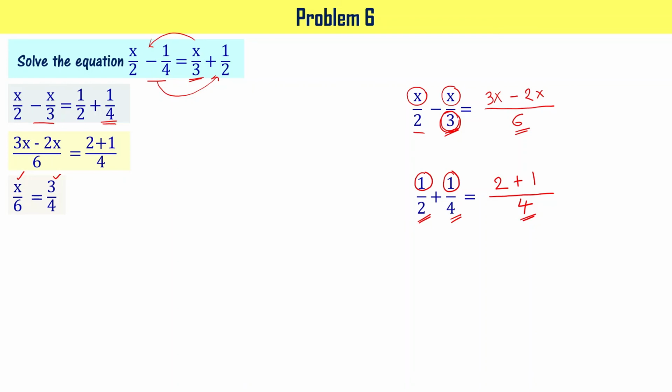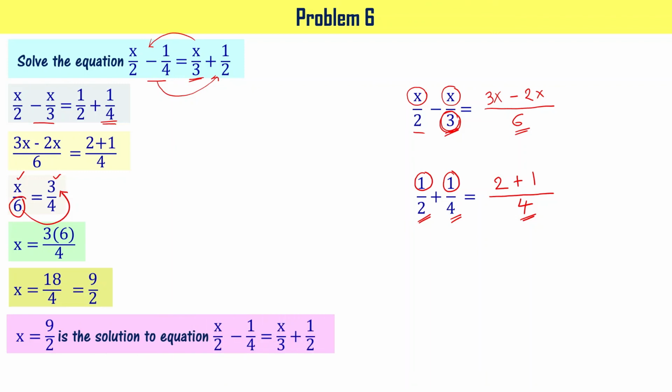Now let me transpose this number 6 onto the other side. Since it is dividing x on this side, when you transpose it onto the other side, it is going to multiply, right? So now I can write it as x equal to 3 times 6 divided by 4. It means x equal to 18 by 4. That can be written as 9 by 2, right? The solution we are looking for is 9 by 2. So let me write that x equal to 9 by 2 is the solution to the equation x by 2 minus 1 by 4 equal to x by 3 plus half.